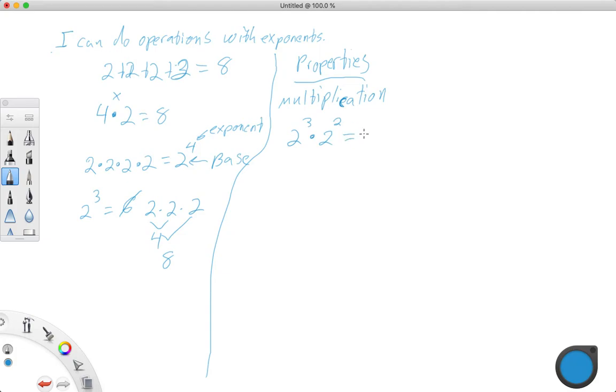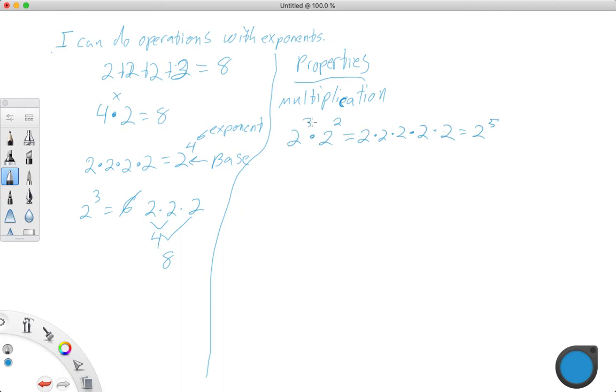Then this is the same thing. If I were to write this out, 2 times 2 times 2, that's 2 to the 3rd power, right? And then we have a multiplication sign between them, 2 times 2. Well, this is the same thing as 1, 2, 3, 4, 5 2's, 2 being multiplied by itself 5 times. So that's 2 to the 5th power. But we don't have to write all these out, right?